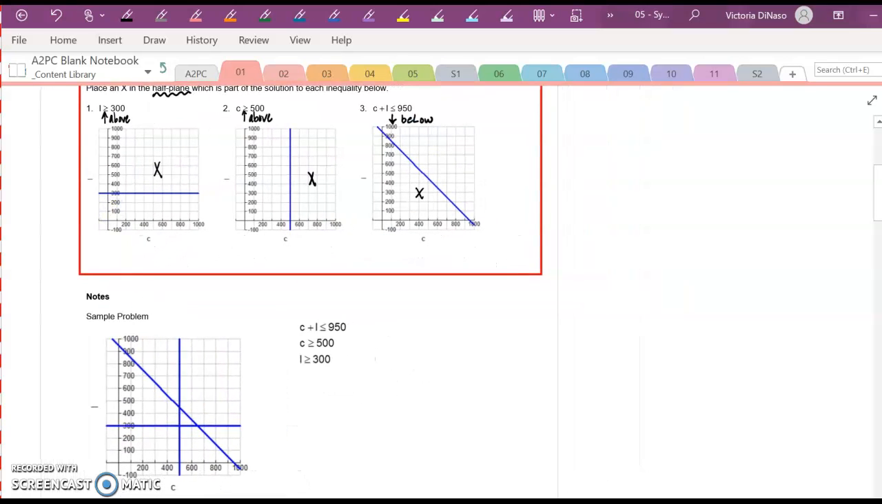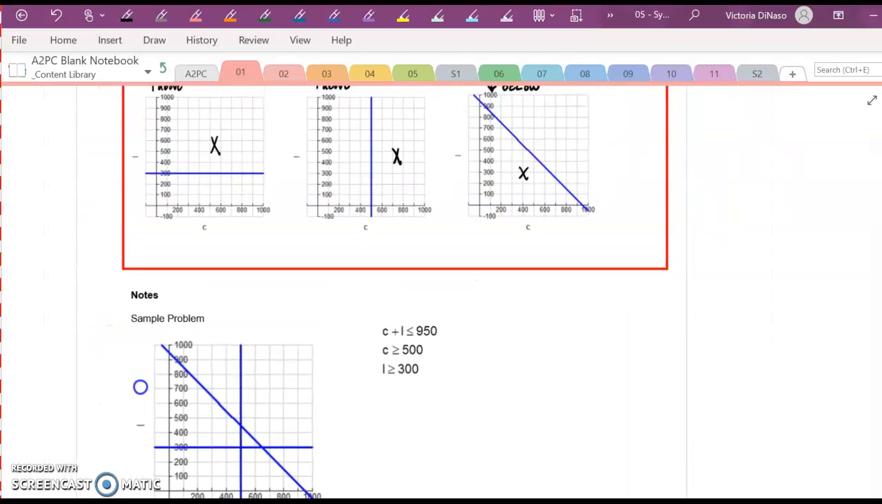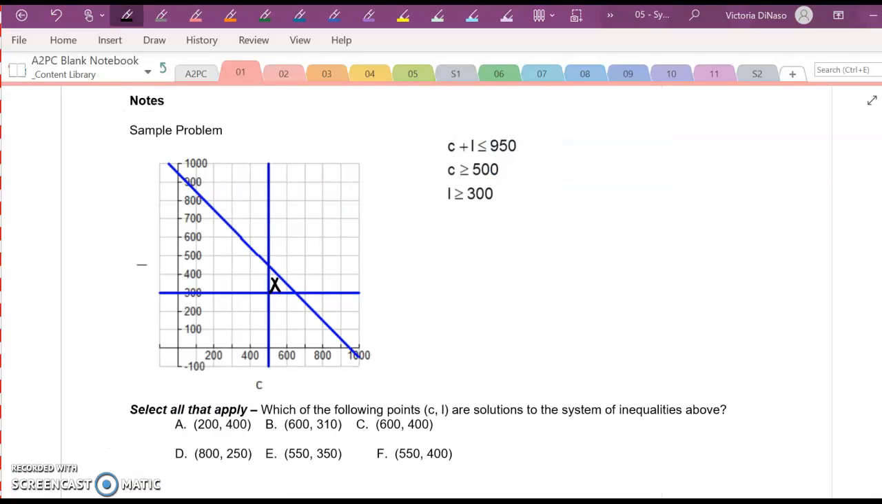So this is our entrance slip, and in our sample problem, we have taken all 3 of the inequalities and graphed them. So based on these 3 inequalities and the graphs that you put in your entrance slip, go ahead and pause the video and figure out the one region that all of these shaded regions share. So we're able to put an X in this middle region. It's the only region that all 3 of them have in common.